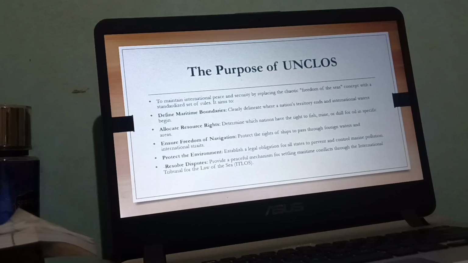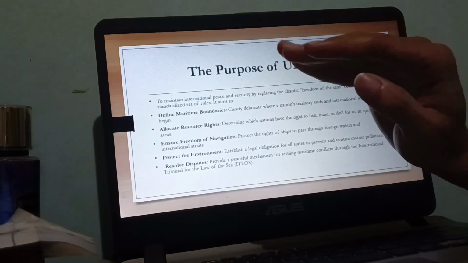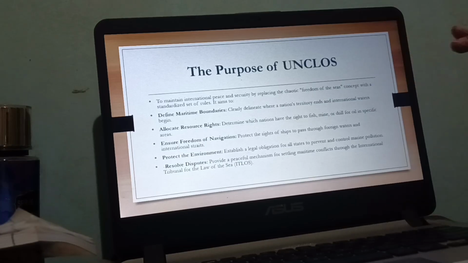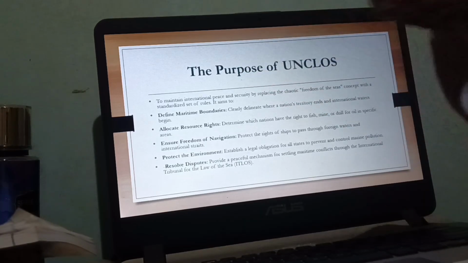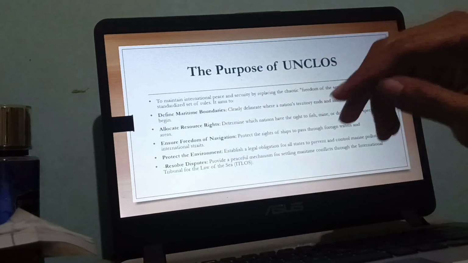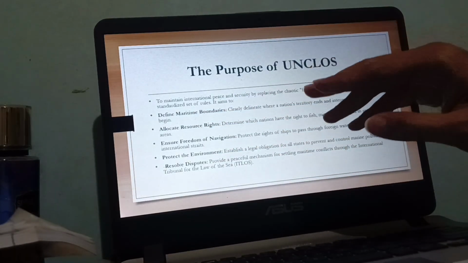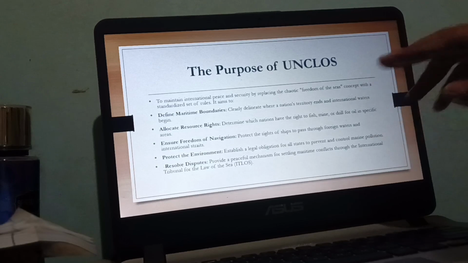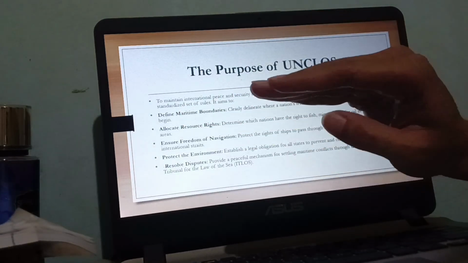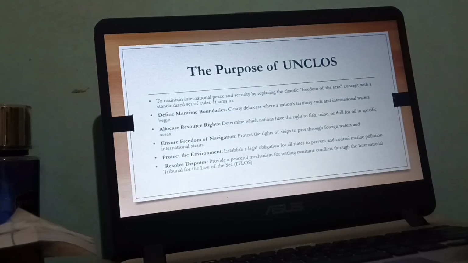What are the purposes of UNCLOS? First is to maintain international peace and security by replacing the chaotic freedom of the seas concept with a standard set of rules. It aims first to define maritime boundaries. It clearly delineates where a nation's territory ends and international waters begin. Second is to allocate resource rights: determine which nations have the right to fish, mine, or drill for oil in specific areas.